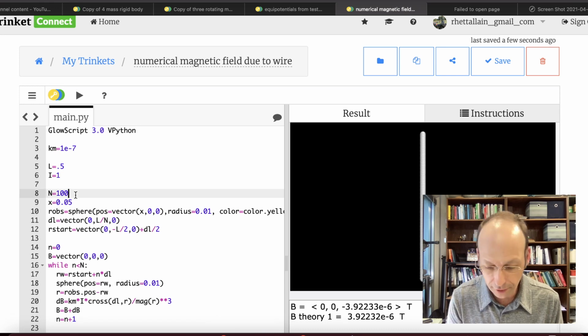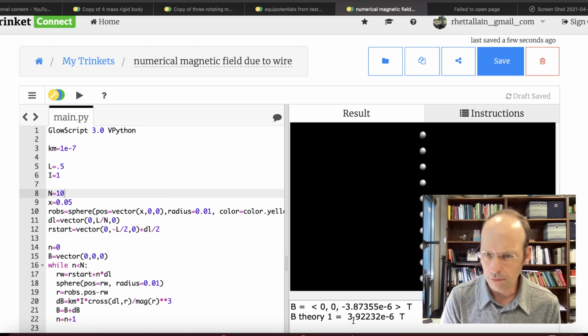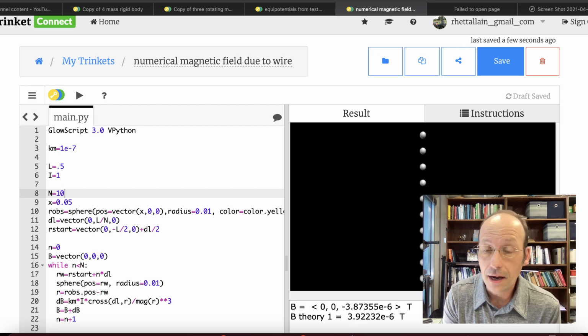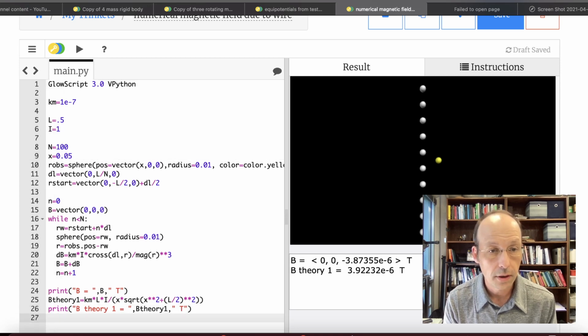Let's just try this. What if I only had 10 points instead of 100? Okay, so, wow. That still works very well. Now, what I've found in the past is that I can get weird values if this is too close to one of the data points, one of the pieces. Okay, and let's do the other version, B theory 2.